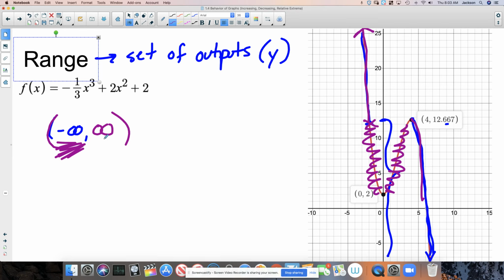This, by that same idea, this number here, this will never be negative infinity. Okay, you'll never have the rightmost point be negative infinity. All right, negative infinity always on the left, positive infinity always on the right, assuming that we're going to those extremes.